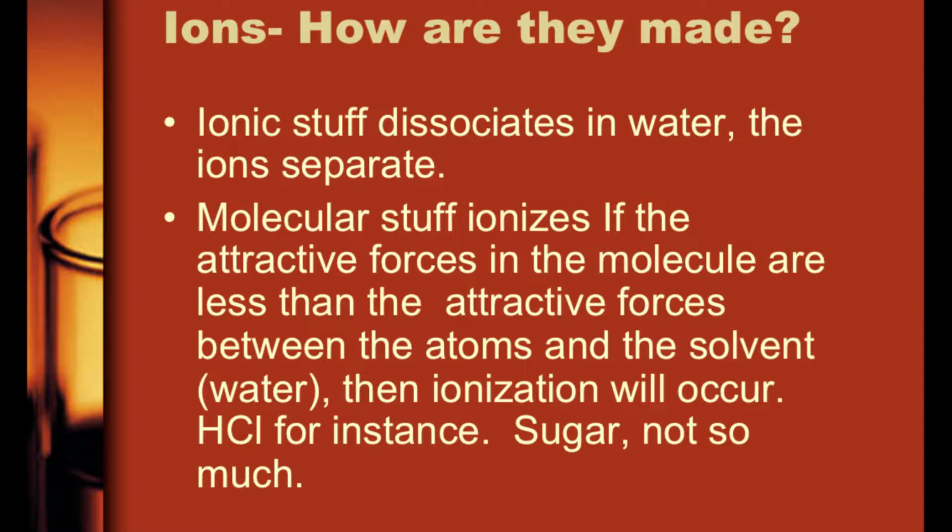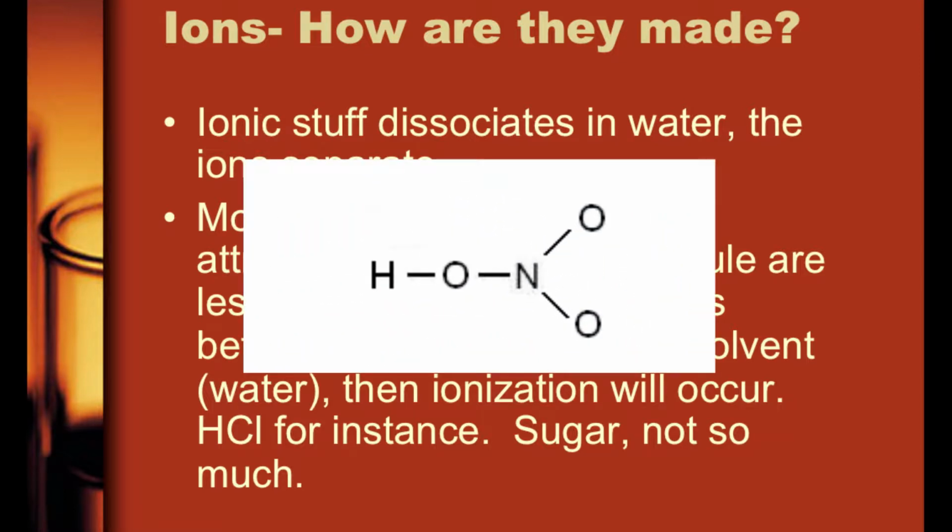Molecular stuff, especially acids, is the one we're worried about. HCl, H2SO4, those are molecular compounds. Those are not ionic compounds. So when they get into water, the attractive forces between them are not strong enough to overcome the forces between the solvent and the atoms. So the hydrogens are ripped off of the hydrochloric acid, giving you hydrogen ions and chloride ions. In nitric acid, the hydrogens are ripped off of the nitrates, leaving you with hydrogen ions and nitrate ions.